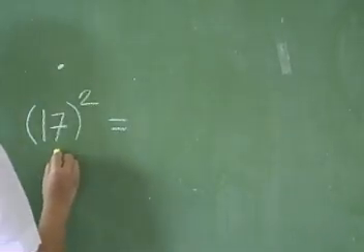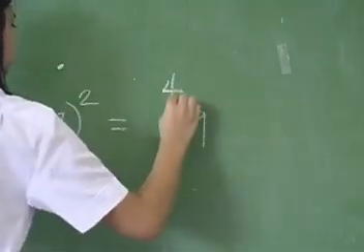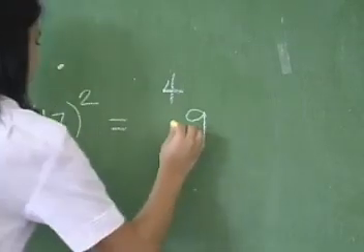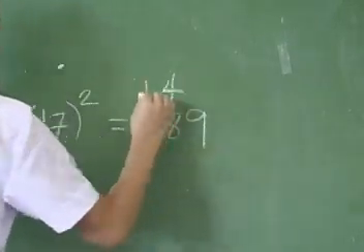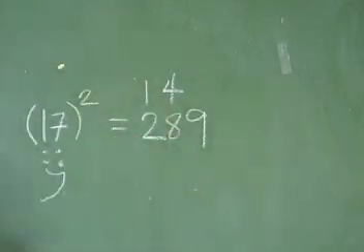7 times 7 is equal to 49. Carry 4. 1 times 7 times 2 plus the 4 we carried is equal to 18. Carry 1. 1 times 1 is equal to 1, plus the 1 we carried is equal to 2. 17 squared is equal to 289. Let's verify our answers using a calculator.